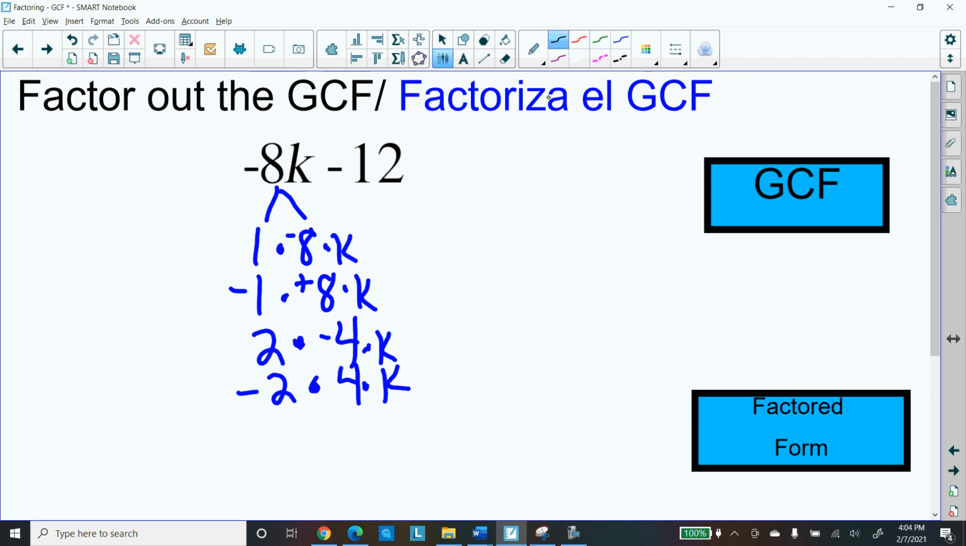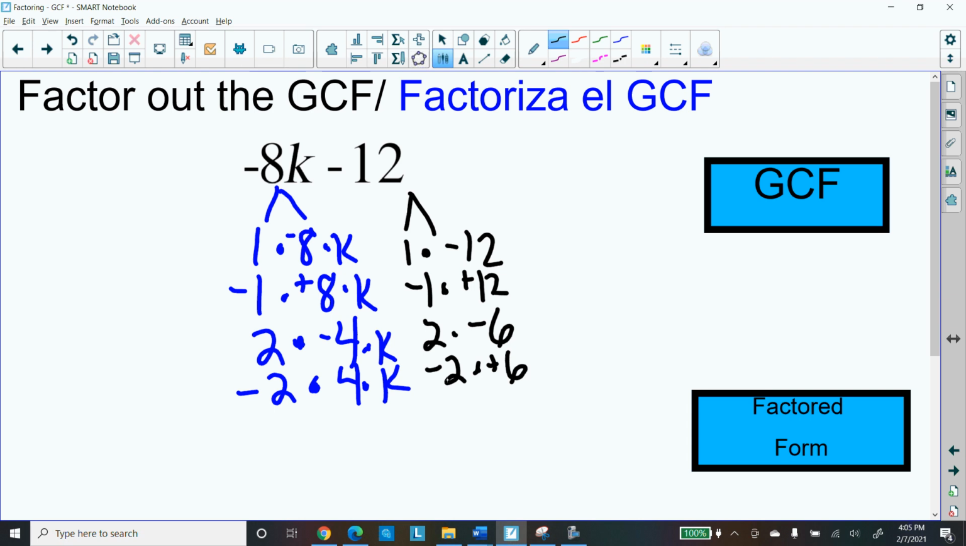On this part, I got 12, so 1 times -12, -1 times +12, and I got 2 times -6, -2 times +6, 3 times -4, and -3 times +4. There are all of our ones that we have in common. Let's circle our common factors in order to help us find the GCF.